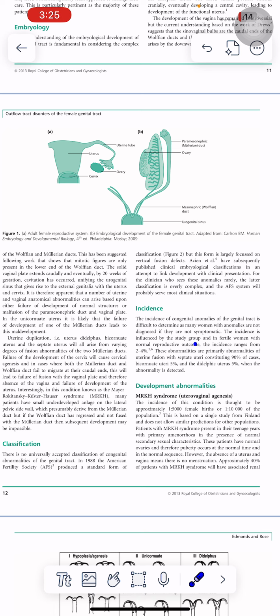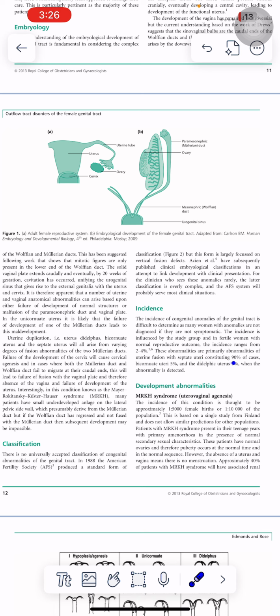So if the patient presents with recurrent miscarriage, the first diagnosis to consider will be APLS. Then next you will do a detailed pelvic ultrasound, a 3D ultrasound, to exclude a septate uterus, and whether it is a bicornuate, unicornuate, or didelphys uterus. The incidence is influenced by a study group with normal reproductive outcome. The incidence ranges from 2 to 4%.